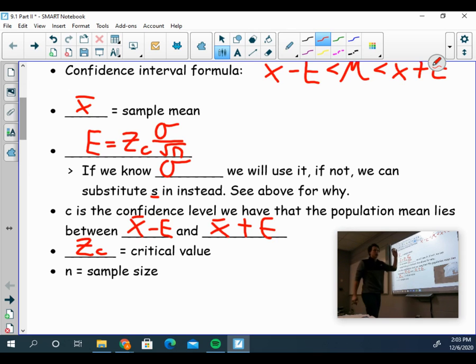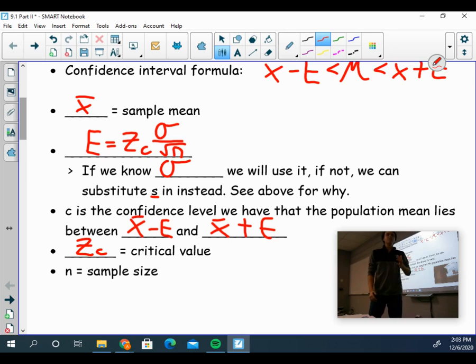We can start by looking at the standard normal curve and asking, on the standard normal curve, what are two values such that 90% of the data falls between them? Those are the critical values, and we use them in our calculation of our interval. And then finally, n equals our sample size.